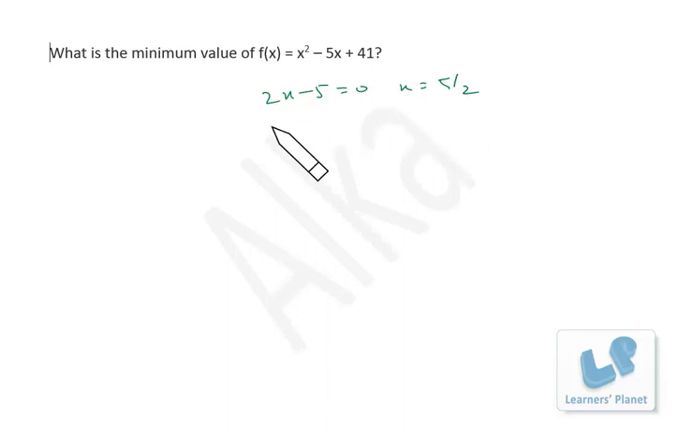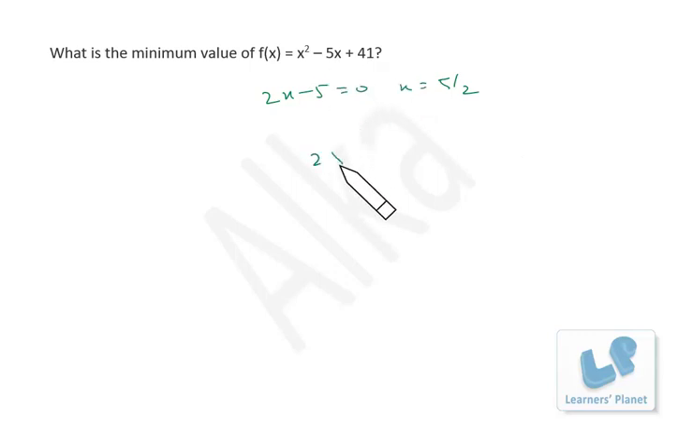Now no need to check further f double dash x, because that will be a positive quantity. Obviously, because the constant term will be 0 while differentiating, and x will be reduced to 1. Right? So you will get 2. Right? So at x is equal to 5 by 2, you will get the minimum value of this expression, since the coefficient of x square is positive, right, that we can see over here. So at x is equal to 5 by 2, you will get the minimum value.